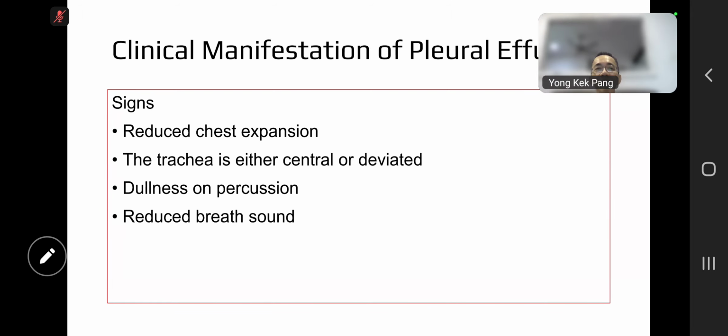And when you perform percussion, obviously you're going to find dullness if there is substantial pleural effusion. And as usual, the breath sound is going to be reduced because of the layer of fluid that is intervening between the sound transmitted from the airway and alveoli and your stethoscope.